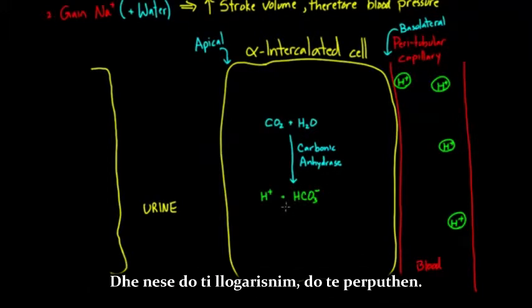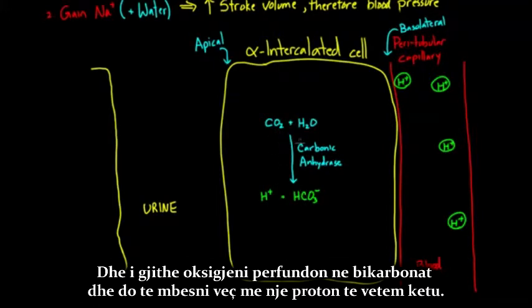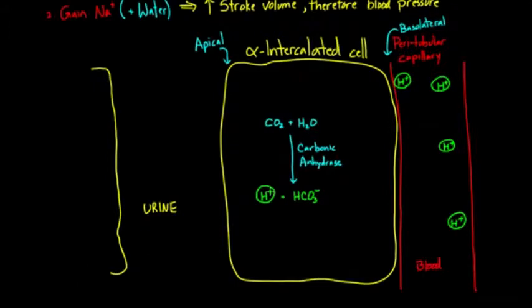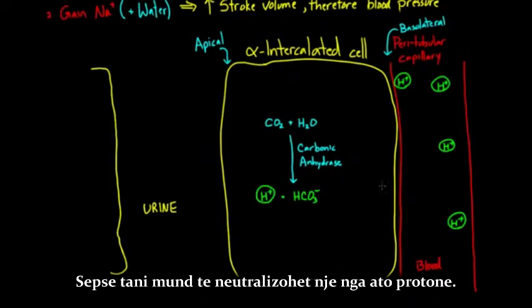If you count it up, it all adds up. The carbon and the oxygens all end up on the bicarb, and you're left with just one lonely little proton over here, and bicarb. I would love if I could somehow get that bicarb over to the blood. That would be fantastic, because then you can neutralize one of those little protons.